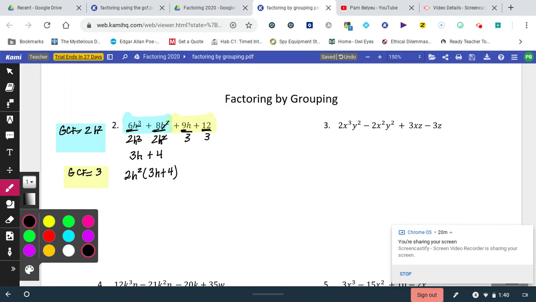Okay, now divide by 3. So we'll end up 9 divided by 3 is 3. Bring down the h because there's no h to simplify with in the denominator. And 12 divided by 3 is 4.